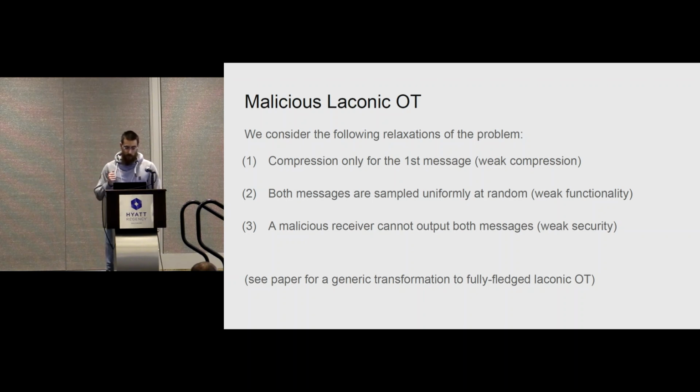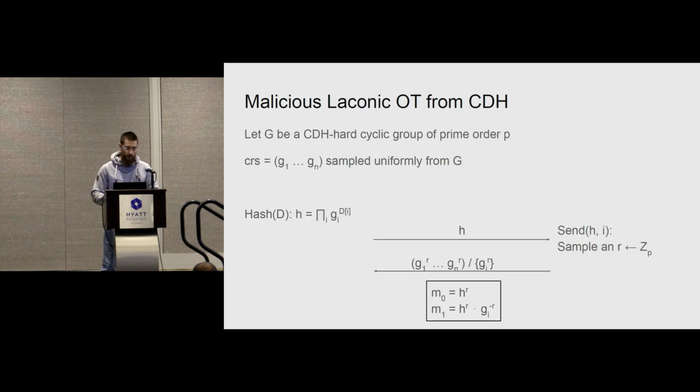And I'm going to make the following simplifications. The first is that we only care about compression of the first message. Then I just care about uniformly random messages for the party on the right. And then I only care about a very weak security notion where a malicious receiver cannot output both messages at the same time. It would be fine, for example, if it could output half of the first and half of the second. You'll see later why. And this is enough to get fully fledged laconic OT via a generic transformation, which we show in the paper.